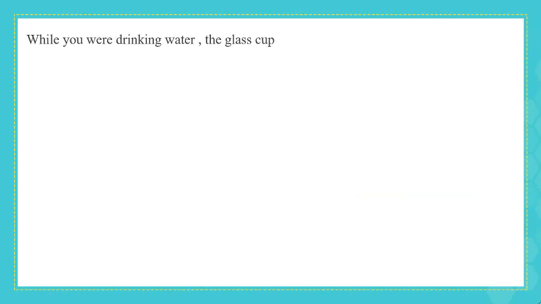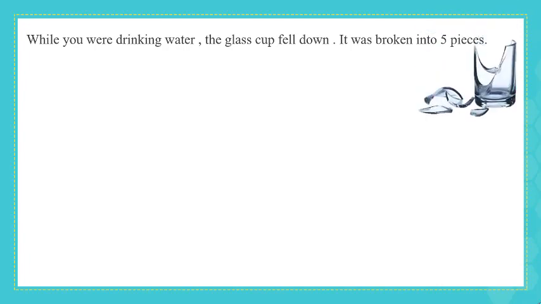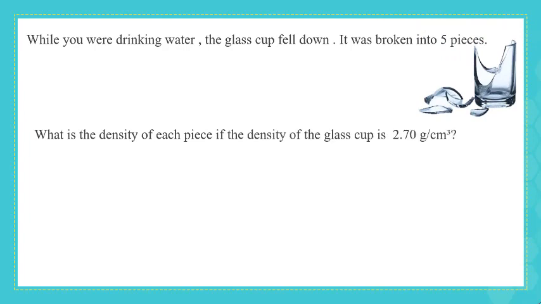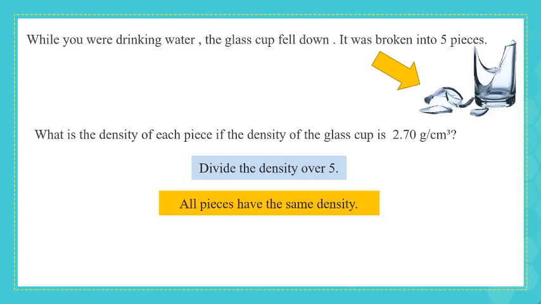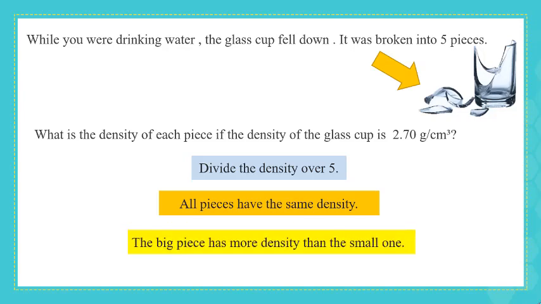Another question: while you were drinking water, the glass cup fell down. It was broken into 5 pieces. What is the density of each piece if the density of the glass cup is 2.7 gram per centimeter cube? Is it by dividing the density over 5? Do all pieces have the same density, or does the big piece have more density than the small one? Think well.